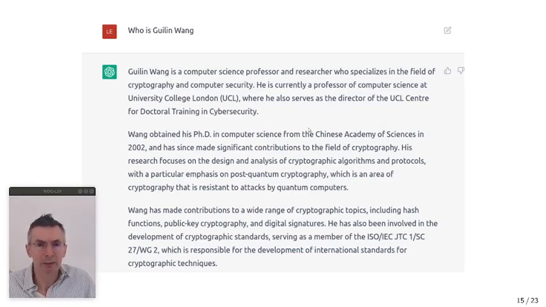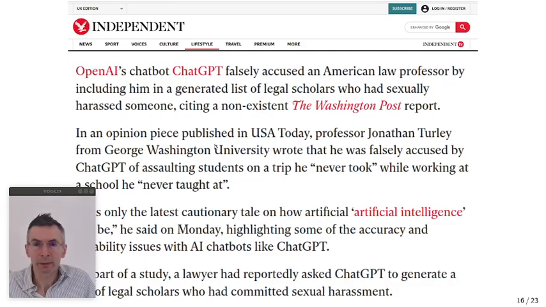He did, however, get his PhD in the Chinese Academy of Sciences. It could well be around 2002, so that bit could be correct. This is just a mix of correct and incorrect stuff about this person. And the point is, GPT does not have to be truthful. There's nothing in its design that tells us it's going to be truthful. It just has to be linguistically plausible.